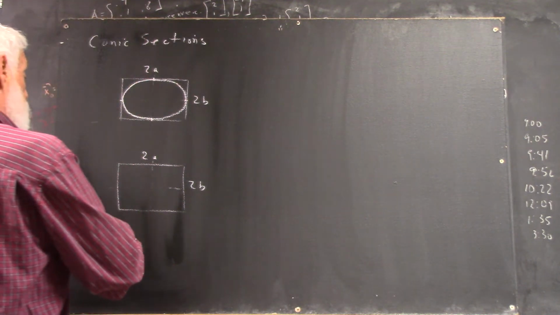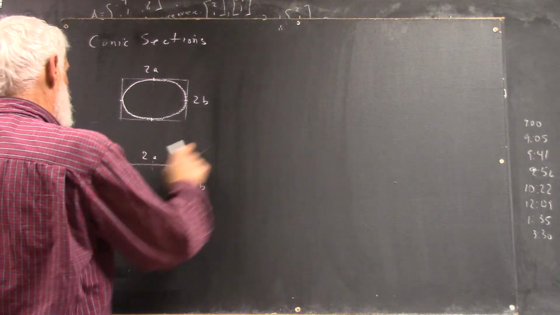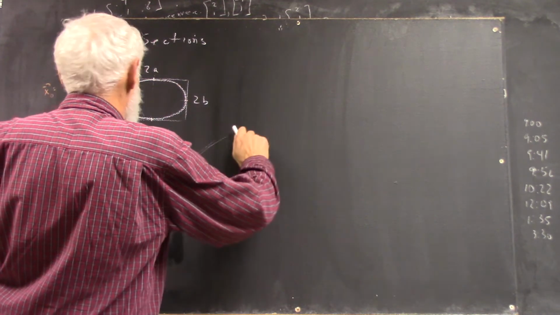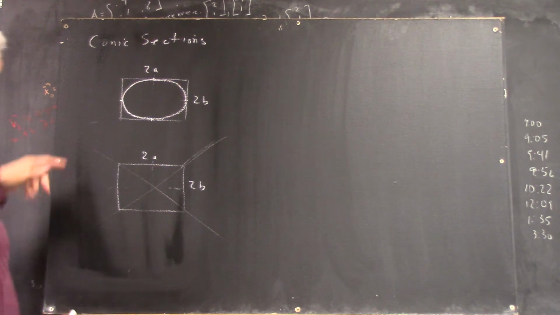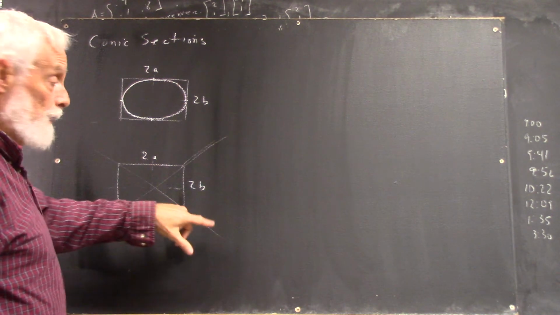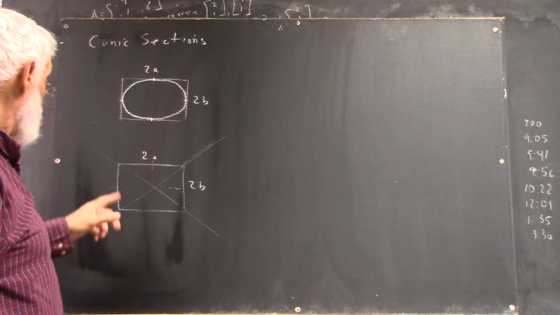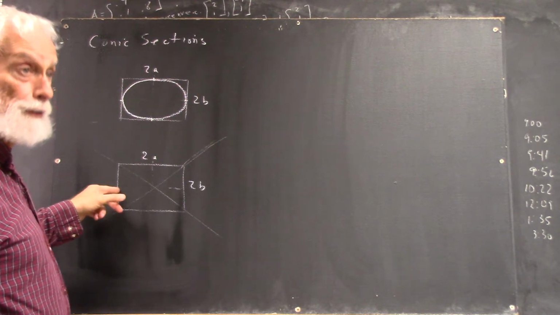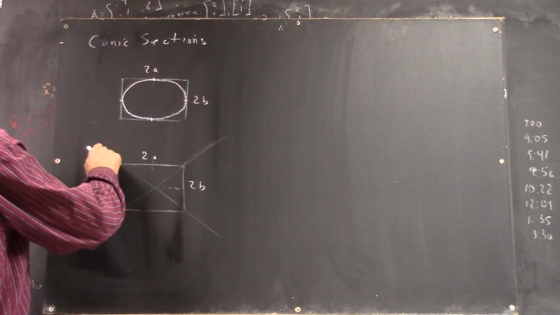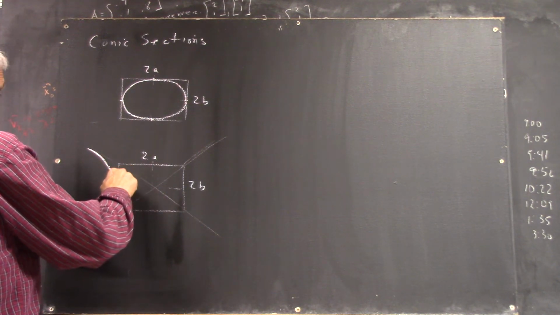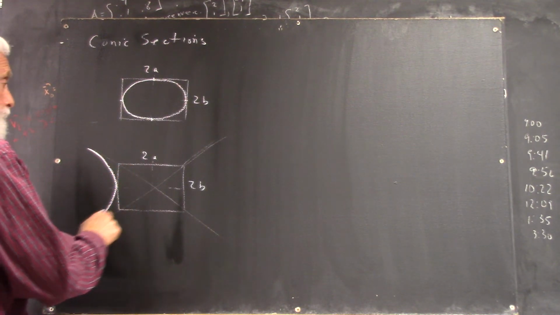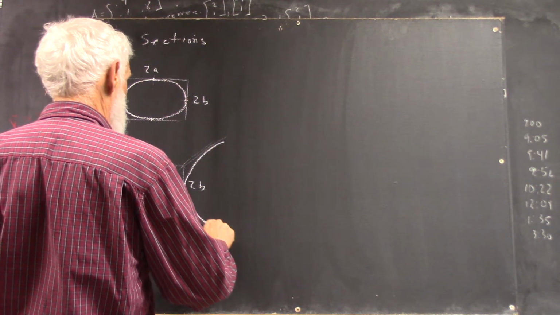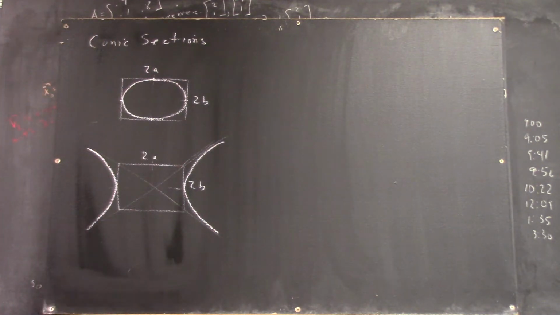A hyperbola, well, we just draw two diagonals and extend them. The hyperbola is asymptotic to the diagonal and hits two of the vertices at these points and it's tangent at these points. So you simply can draw one like this, or like this.